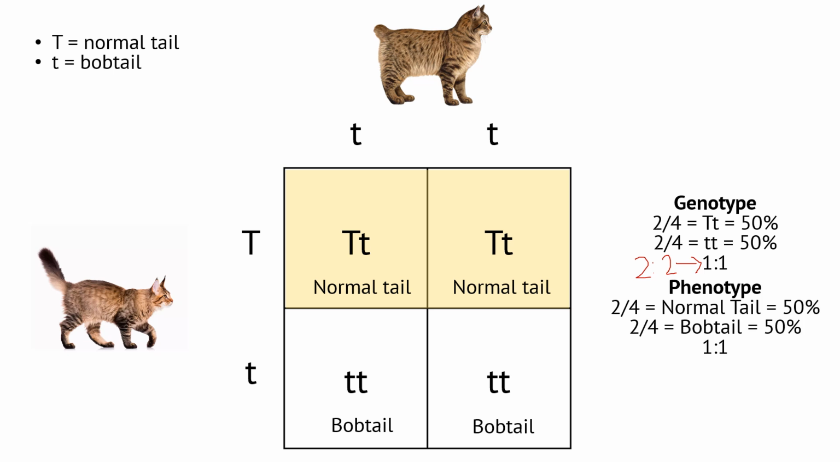If you're going to look at the phenotypes, it would be similar. So we've got a normal tail for 2 of them. So 2 of the 4 will have a normal tail. Again, that's 50%. And another 2 will have bobtail. Again, 50%. So again, 2 to 2, and then you can simplify to 1 to 1.